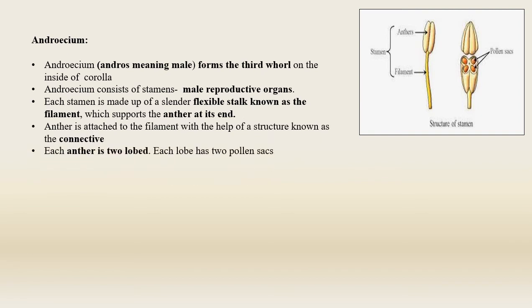Each anther is two-lobed. Each lobe has 2 pollen sacs. Thus, each anther is made up of 4 pollen sacs in which pollen grains are formed. Pollen grains are fine powdery granular structures which contain the male gametes.